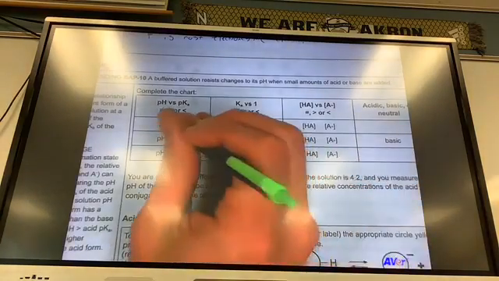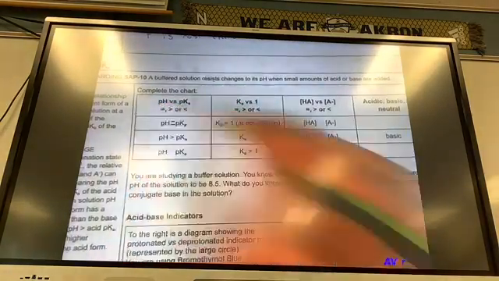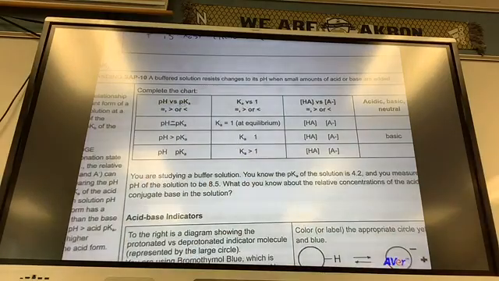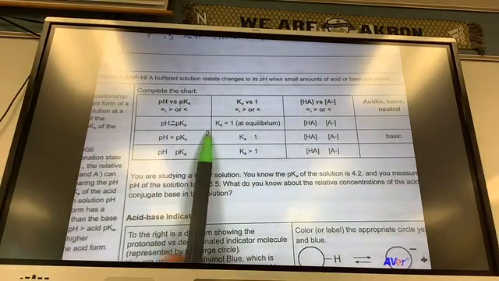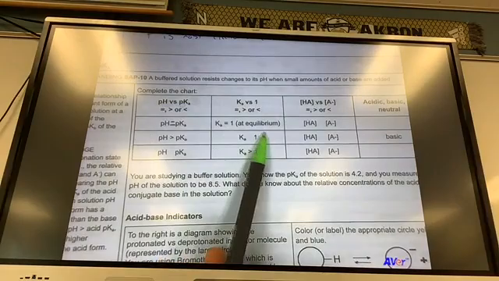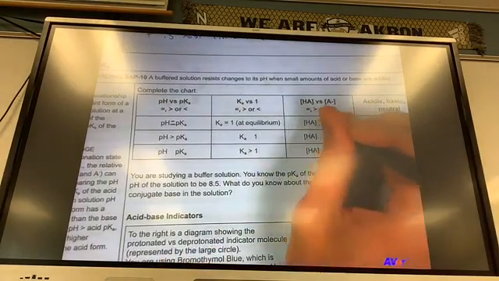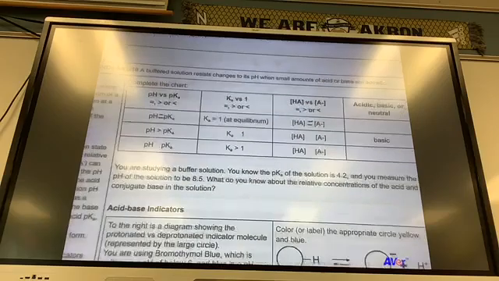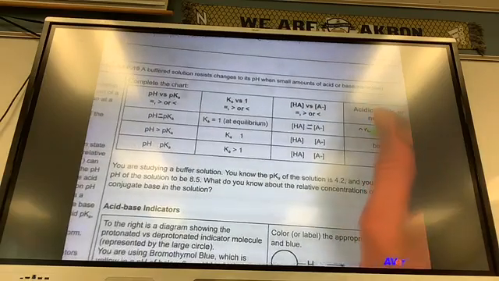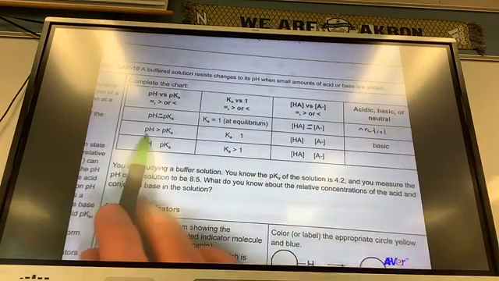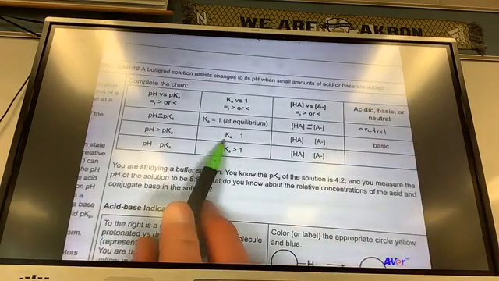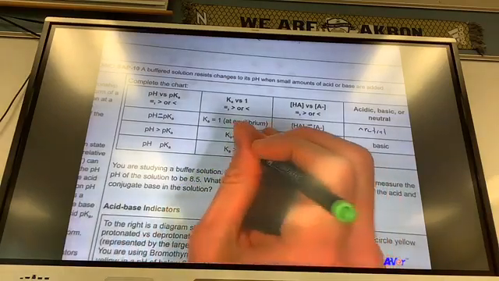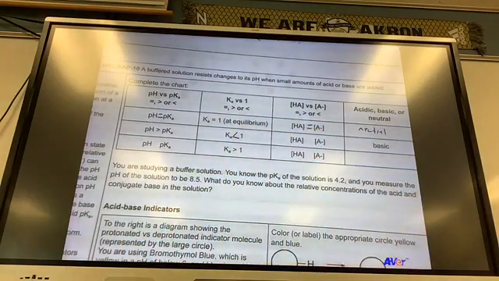All right, pH equals pKa. So if pH equals pKa, that means Ka equals 1 at equilibrium. That means my concentration of HA is going to equal the concentration of A minus. Is this neutral, basic, or acidic? Neutral. It is neutral. Where pH is greater than pKa, my Ka is going to be less than. How do you know? Process of elimination. Okay, but how would you really know?